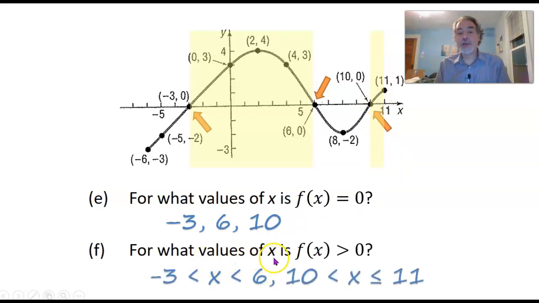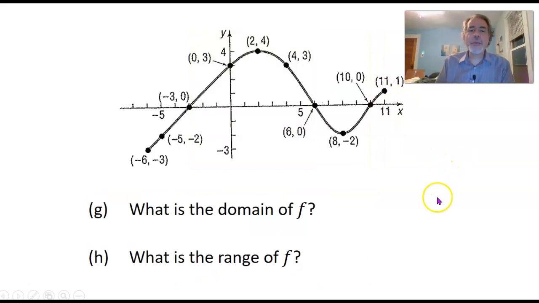So for what values of x is f of x greater than 0? Answer, for x between negative 3 and 6, and also for x between 10 and 11. And there I included 11. X is greater than 10 and less than or equal to 11. Notice the graph doesn't keep going past that point. We kind of stop right there.